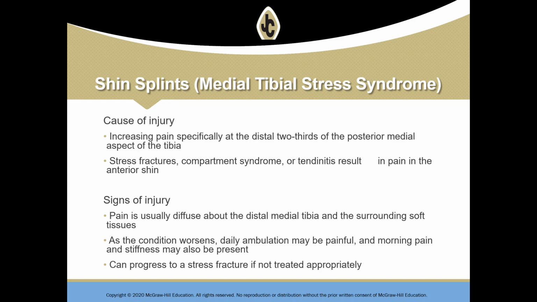Pain is usually diffuse about the distal medial tibia and the surrounding soft tissue. When I say diffuse, it's not specific, it's not pinpointed, it's all over. So that's one key that it's probably more shin splints than stress fracture. As the condition worsens, daily walking may be painful, and morning pain and stiffness may also be present. So now we're progressing from the shin splint towards a stress fracture if it's not treated properly.